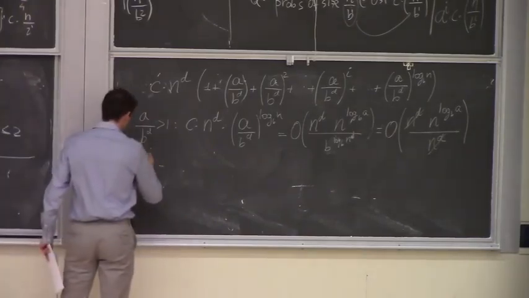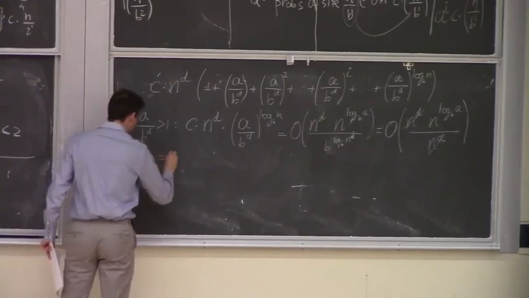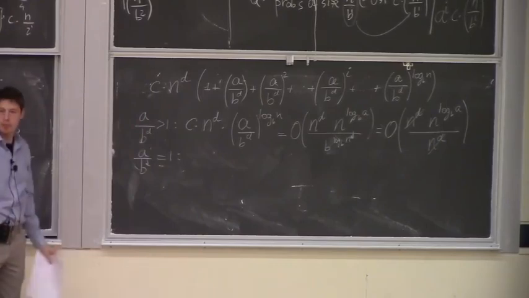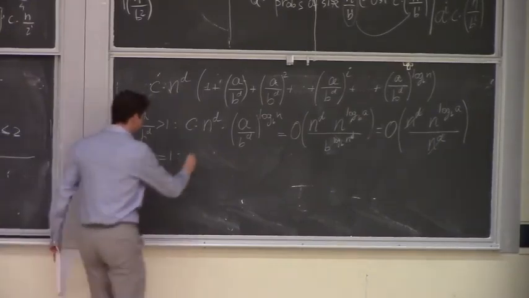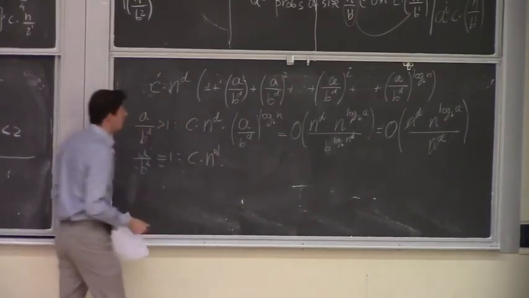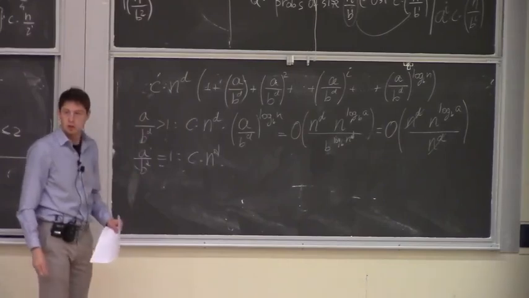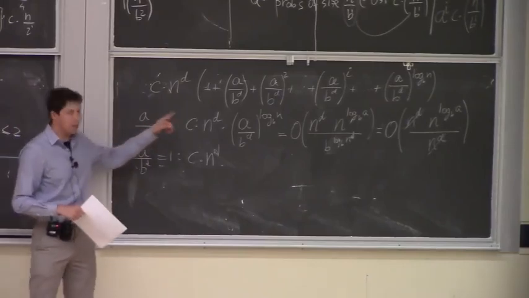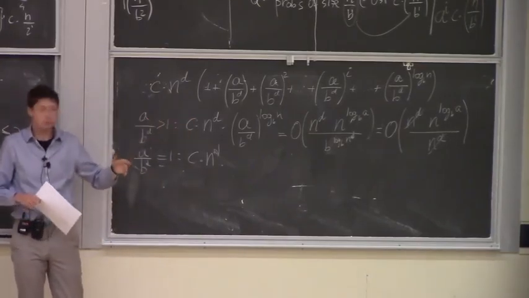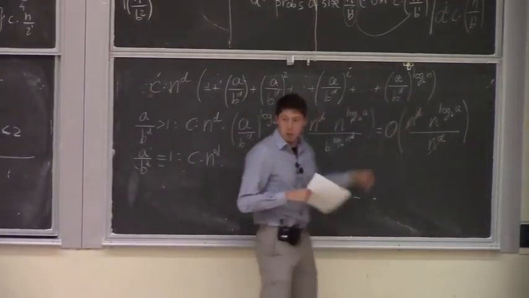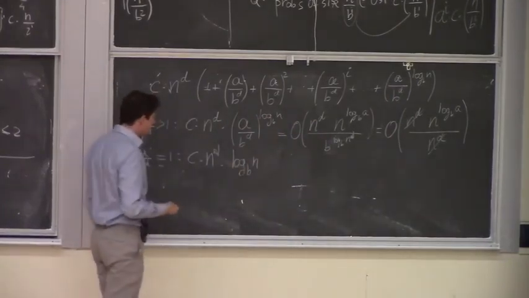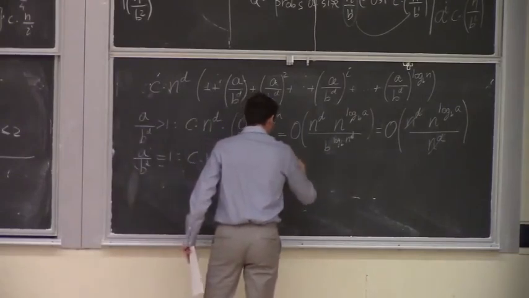Now, the other two cases are much simpler. So if a over b to the d equals 1, then what do I expect to happen here? So we'll have c times n to the d times what? I mean, many ones, right? How many ones are there? I'm summing them up. I have log base b of n ones, right? So log b n. And in asymptotic notation, this is just n to the d log n.